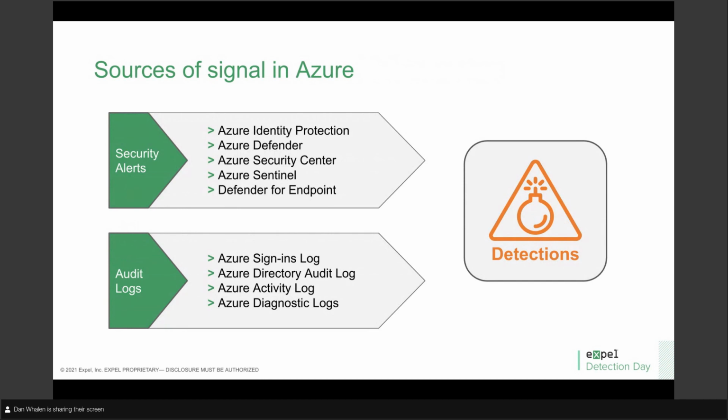But at the bottom here, we have a second category, sources of audit log signal. So these are sources of raw audit logs you can use to build your own custom detections based on your unique risks. It's often the case that you'll have an area of risk where there isn't a built-in product, a built-in service that has alerts that gets you the detection coverage that you need. So you can use these raw sources of signal, whether that's the sign-in log, the directory audit log, activity log, or even diagnostic logs, to build out those custom use cases.